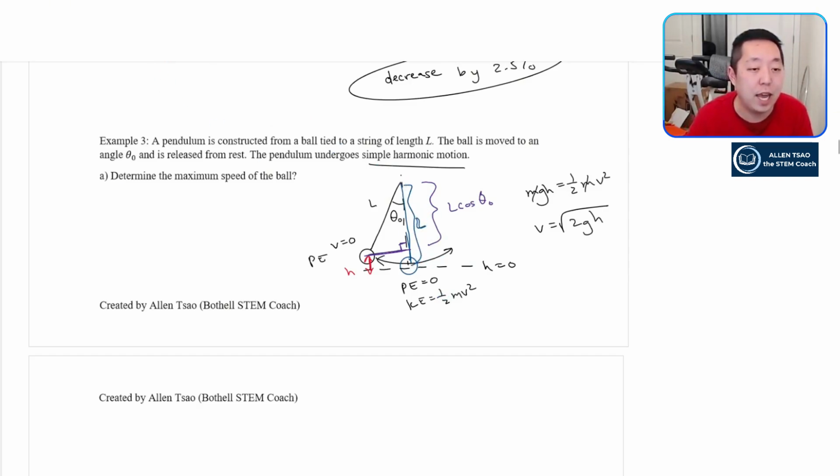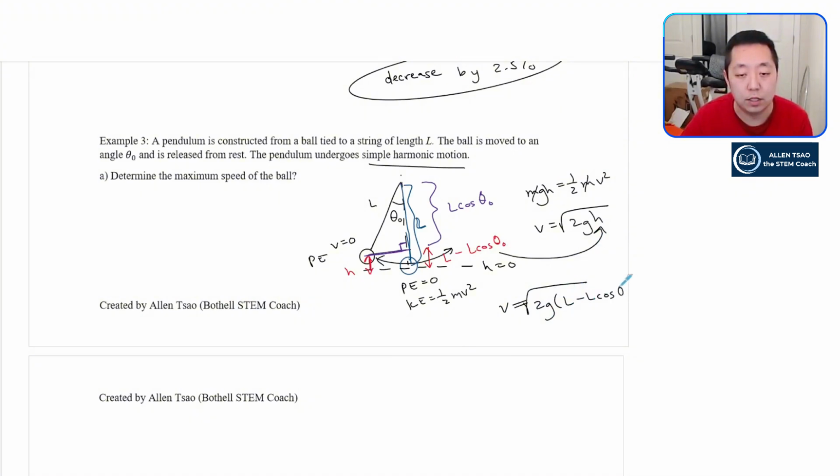So that means I can actually figure out what this distance from here to here is. It's the entire L minus L cosine theta 0. Okay, and so that's going to be my h. That goes right into there. So the v is root 2g times L minus L cosine theta 0. Okay, like that.